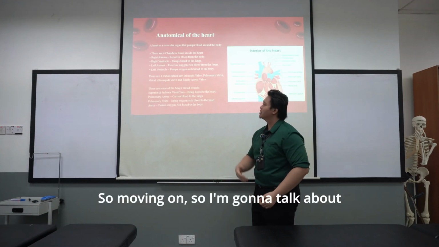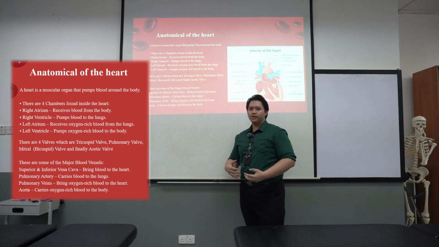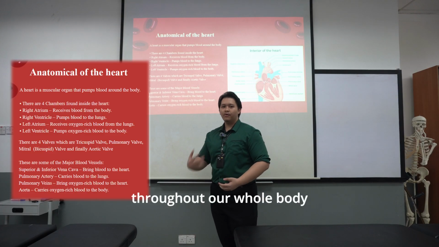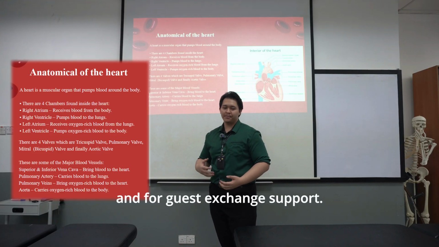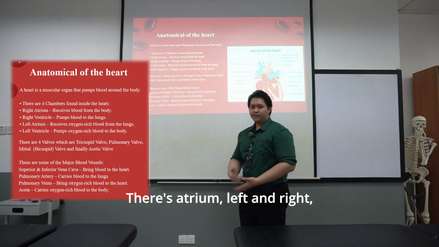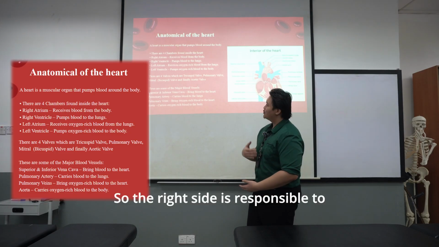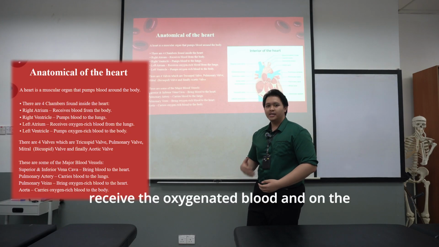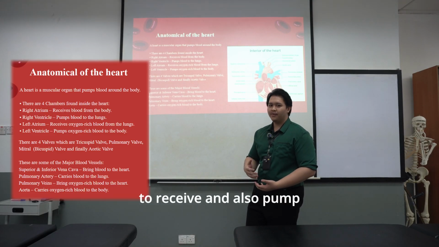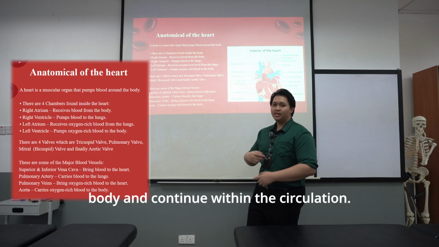So moving on, I'm going to talk about the anatomy of the heart. The heart is a muscular organ responsible for pumping blood throughout our whole body and for gas exchange support. There are 4 chambers inside our heart: the atrium, left and right, and also the ventricle, left and right. The right side is responsible for receiving the deoxygenated blood, and the left side is responsible for receiving and also pumping the oxygenated blood throughout our whole body and continuing the circulation.